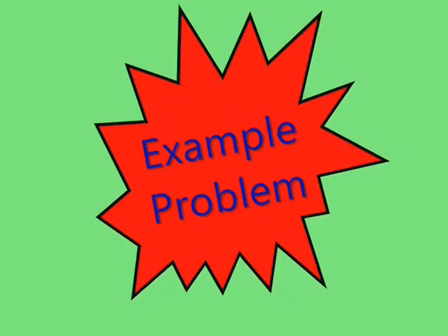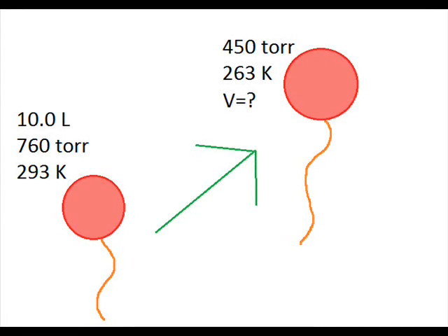Let's look at a situation in which two conditions change. Suppose a balloon has a volume at sea level of 10 liters at 760 torr and 20 degrees Celsius, or 293 Kelvin. The balloon is released and rises to an altitude where the pressure is 450 torr and the temperature is negative 10 degrees Celsius, or 263 Kelvin. You want to calculate the new volume of the balloon.